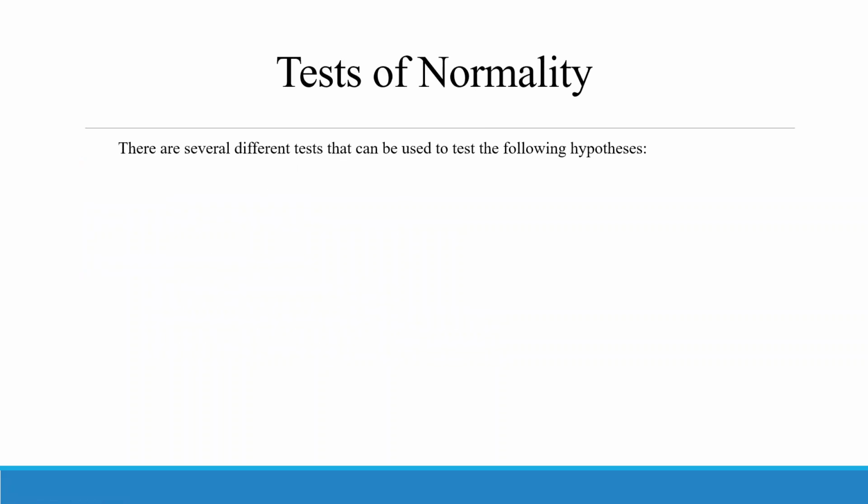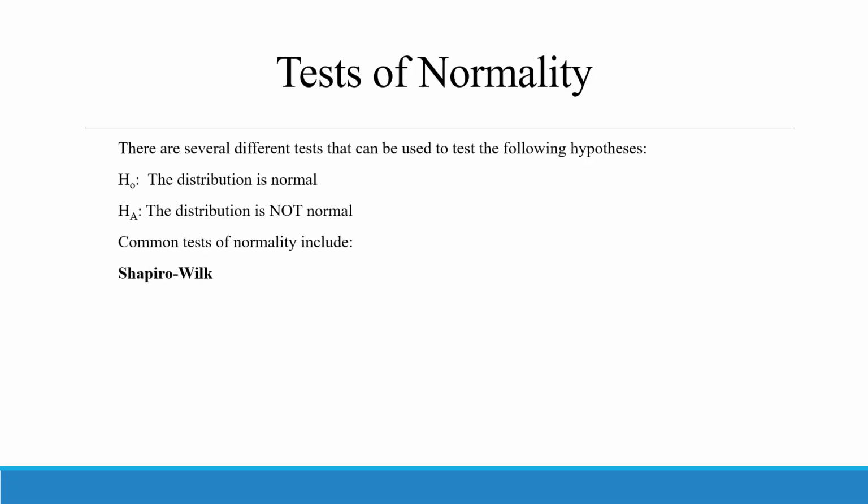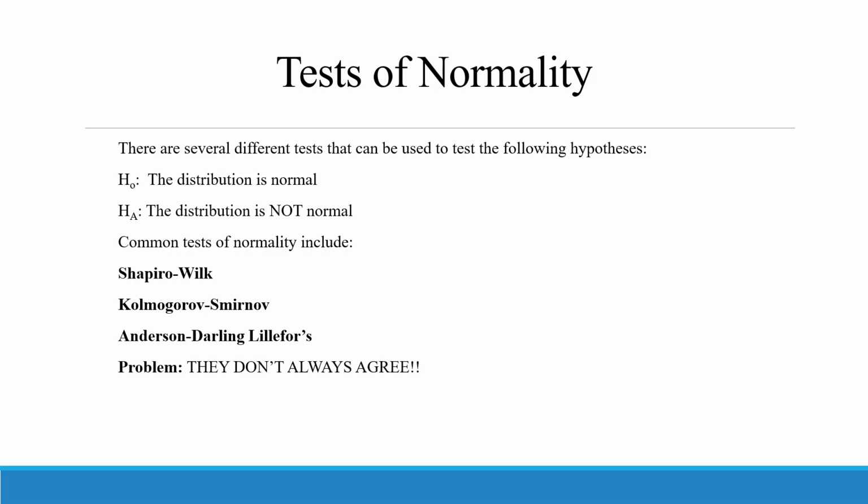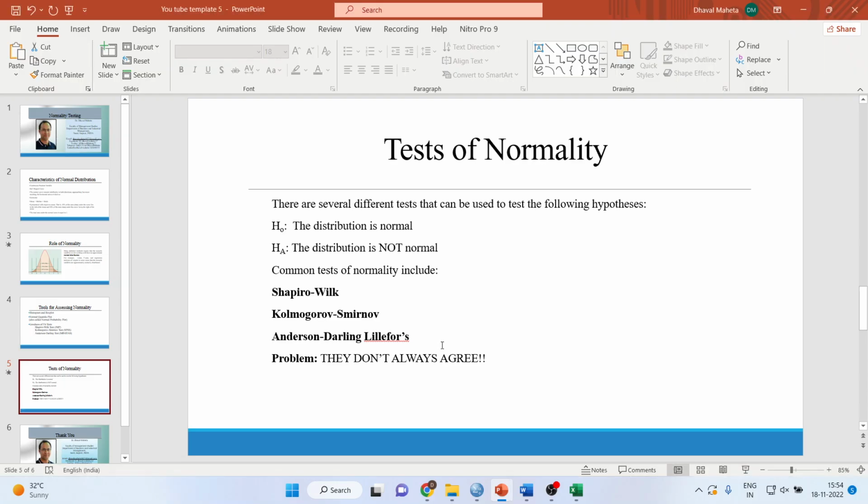Now, in the test of normality, we frame the null hypothesis that the distribution is normal, and the alternative hypothesis is that the distribution is not normal. The common tests of normality include Shapiro-Wilk, Kolmogorov-Smirnov, Anderson-Darling, and Lilliefors test. Problem: they don't always agree. So let us see how we can carry this out in SPSS.